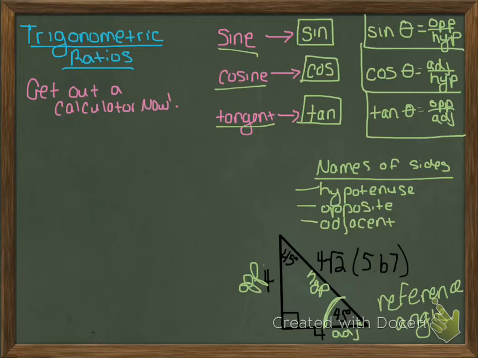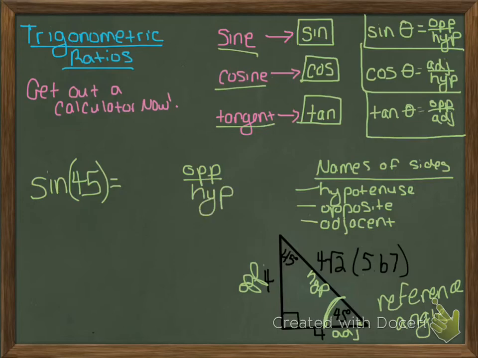So in your calculator, if you put sine 45, it'll look like this. Your calculator automatically knows that you're asking for the ratio of the opposite over the hypotenuse. Now, it's going to give you a decimal. So let's look at our opposite over hypotenuse. In the 45 degree reference angle, our opposite side is 4, and our hypotenuse is 4 square root 2.